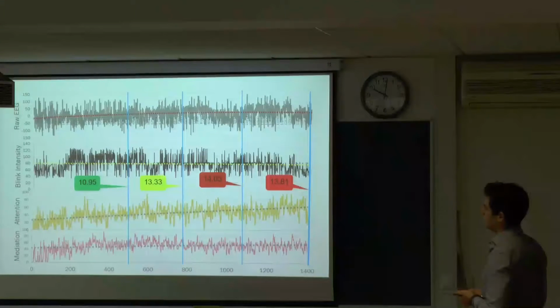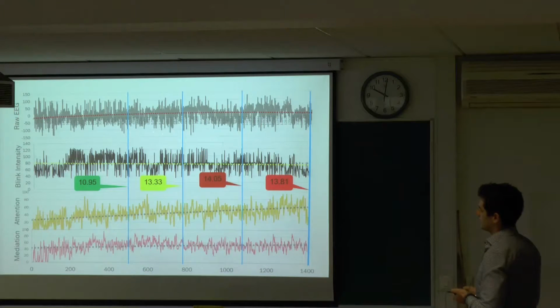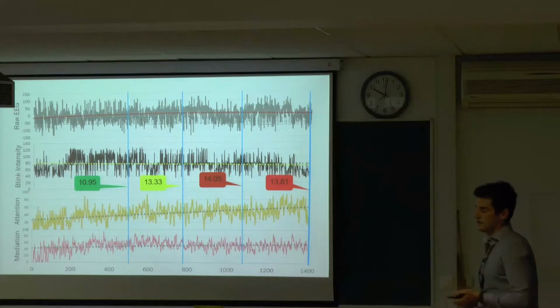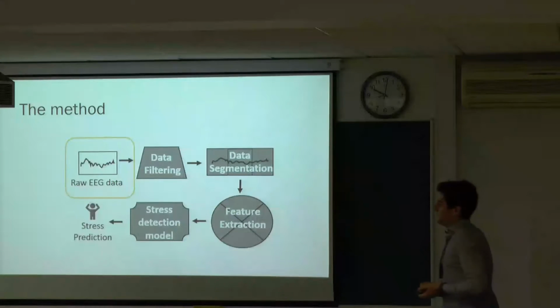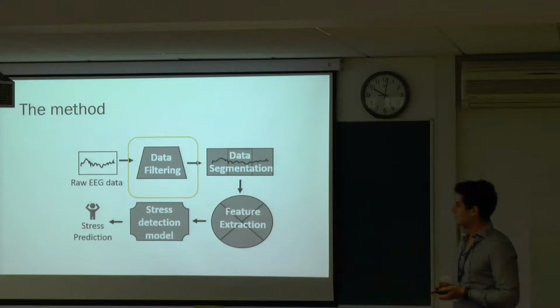So here we have, before the experiments, some initial data, then the subject is solving one part of the mathematical task, then the second part and the third part, and we can see that the anxiety level increases. That was the raw data that we are getting.